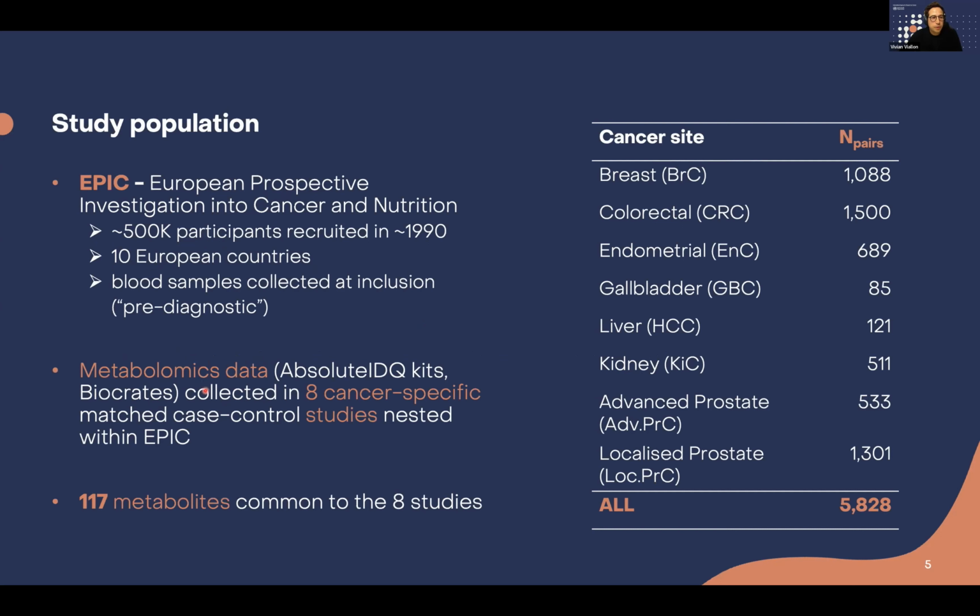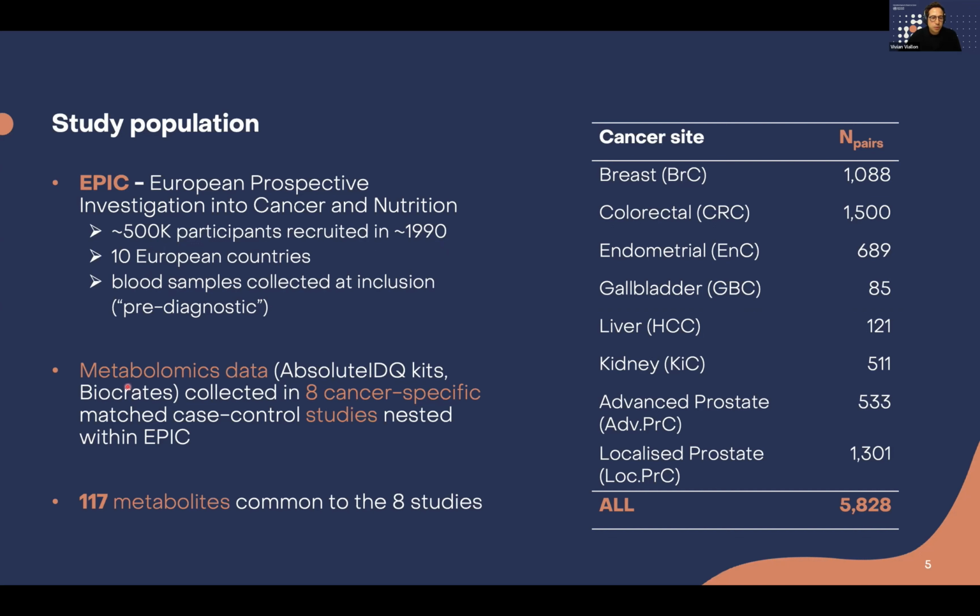So we used data from EPIC, the European Prospective Investigation into Cancer and Nutrition, which is a large cohort that included about 500,000 participants back in the 90s from 10 European countries. And in EPIC, blood samples were collected at inclusion. So, as in any prospective study, these blood samples correspond to pre-diagnostic blood samples, in particular for the cancer cases that were observed during the follow-up.